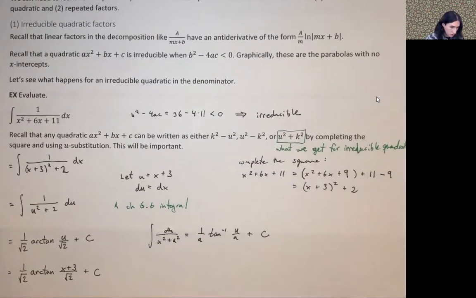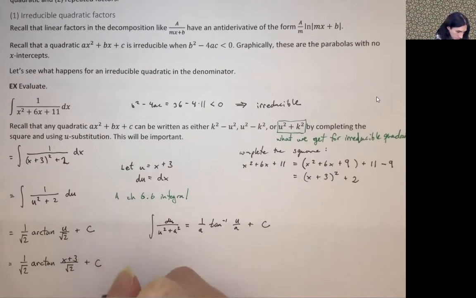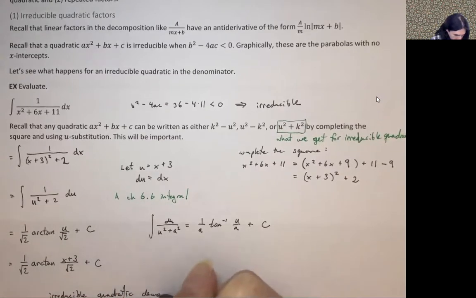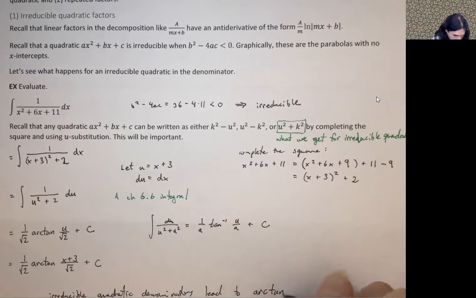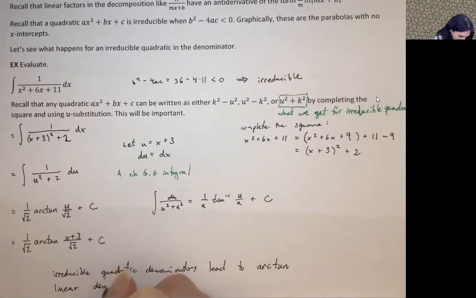Irreducible quadratic denominators lead to arctan, in the same way that linear denominators lead to natural log.